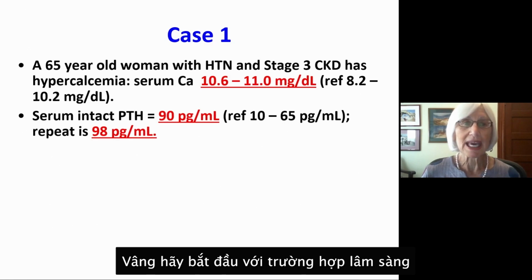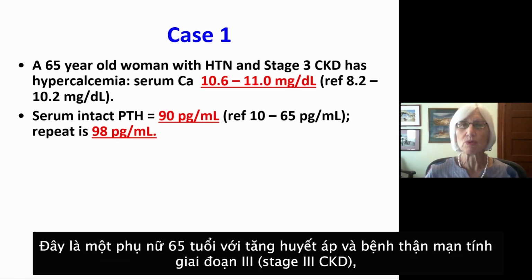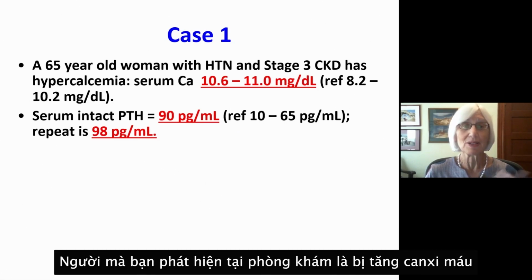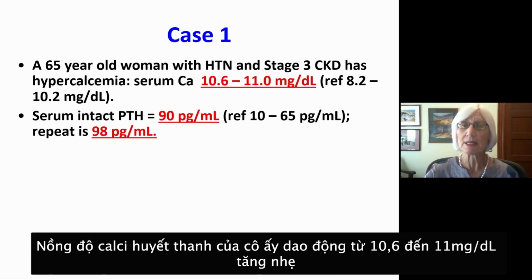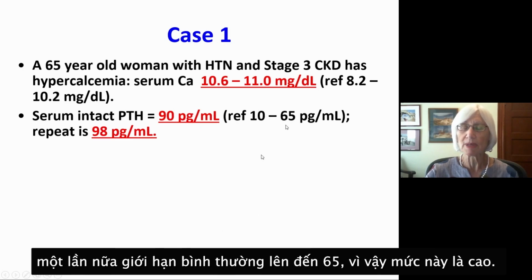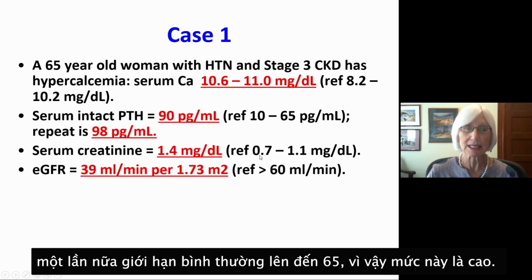So let's start with a case. This is a 65-year-old woman with hypertension and stage 3 CKD, who you find in clinic has hypercalcemia. Her serum calciums range from 10.6 to 11 milligrams per deciliter, mildly elevated, and intact PTH is 90, and a repeat is 98 picograms per ml. Again, normal is up to 65, so this is high.